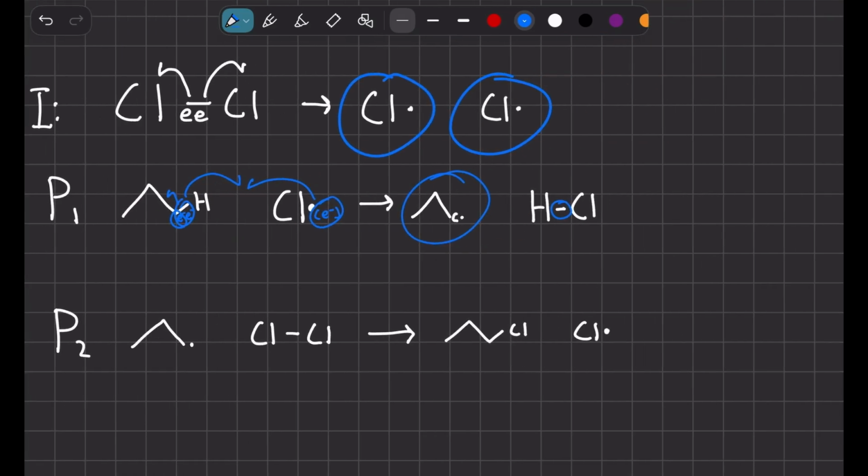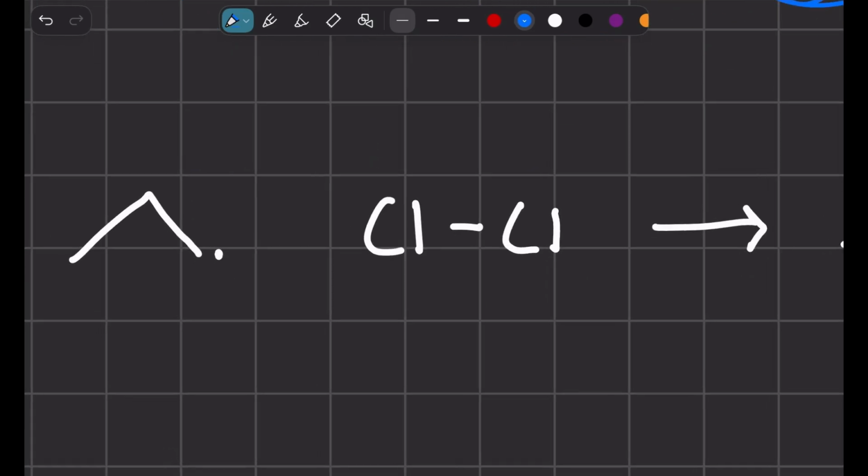From that step, we have our propane radical, and then another chlorine molecule from our closed system will eventually interact with that propane radical. In this case, we know that there is one electron here, and there are two electrons between the sigma bond of the chlorines.